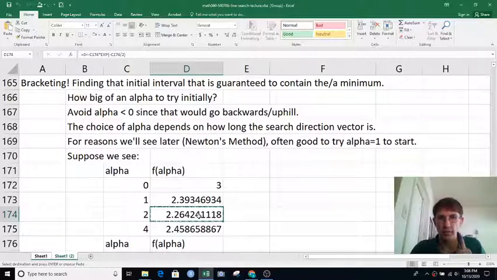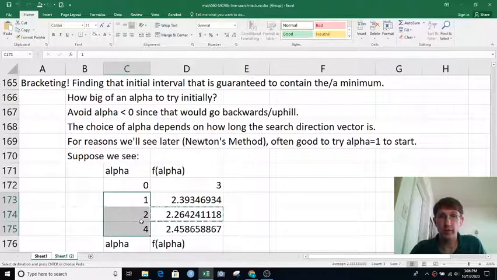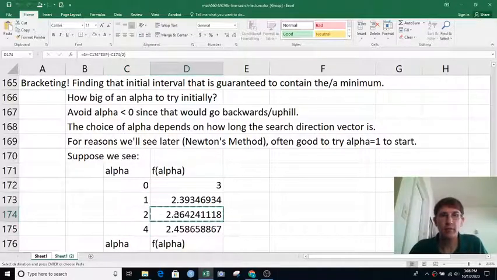And our bracket here would be what set of alpha values? It would be from 1 to 4, right? Because the minimum could have actually been in between these two, and then it just started increasing by the time it got to 2. Or it could be between 2 and 4. So that's the basic idea of bracketing.